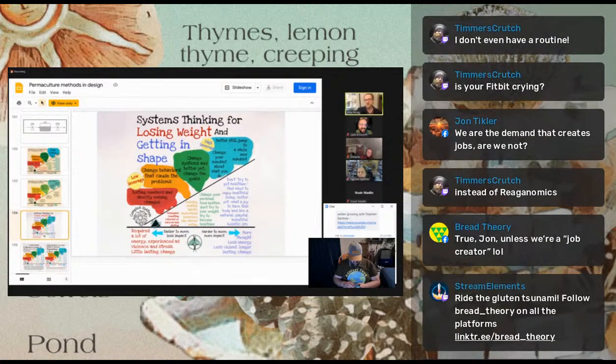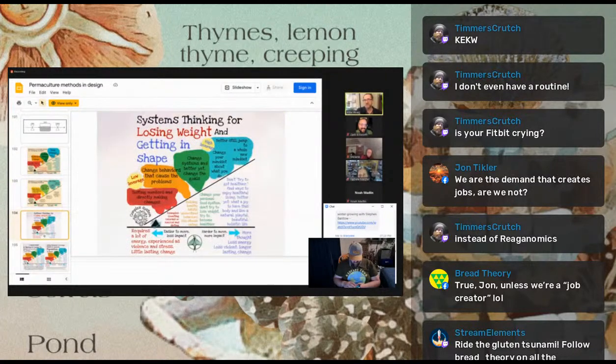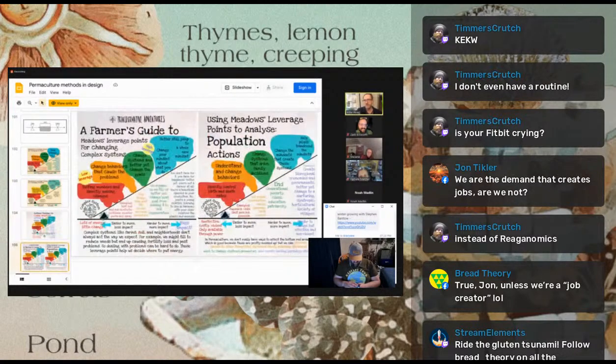If I can, I'm stuck. Here, let's see if I can go one more. Oh, I know how to do this. Okay. Oh, that's losing weight. Here's one. Oh, so I have two more on here, which is farming and looking at soils, but let's not look at that actually.